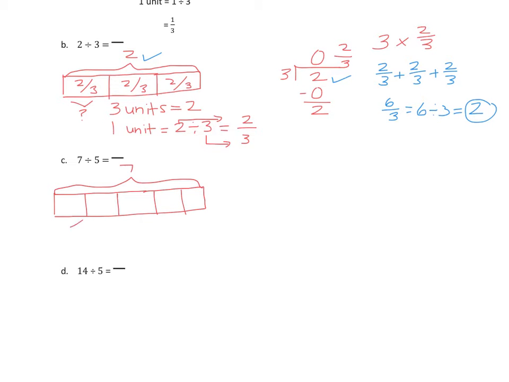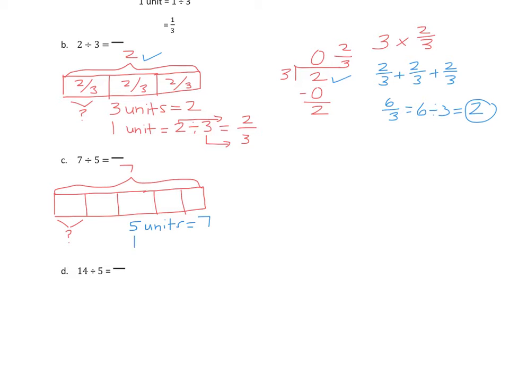And so now to figure out what each box is, because each box is going to be the same value, these are all going to be equal to each other, and they're not going to be different. We just need to figure out what one box is. All right, so how many units or how many boxes do we have? We have 5 units. And if you add those 5 boxes up, they would actually equal 7.